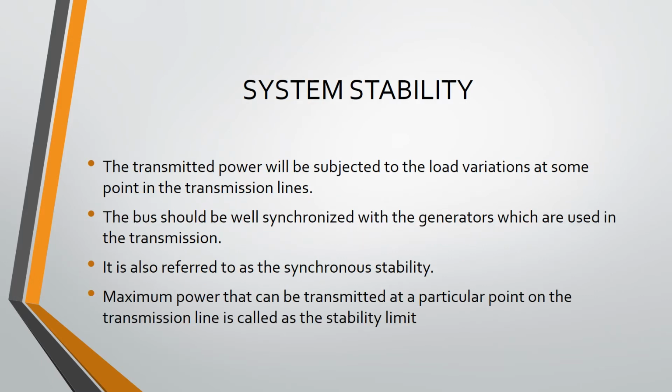Now the system stability. The transmission power is subjected to load variations at some point in the transmission lines. The bus should be well synchronized with the generators which are used in the transmission. This is also referred to as synchronous stability. The maximum power that can be transmitted at a particular point on the transmission line is also called the stability limit.